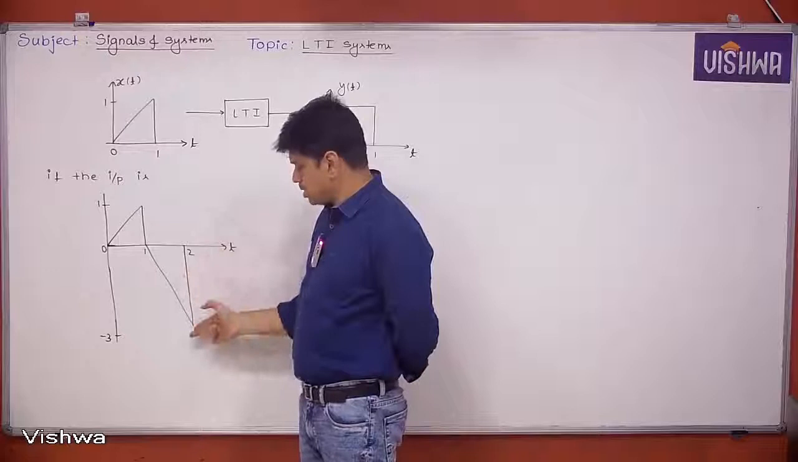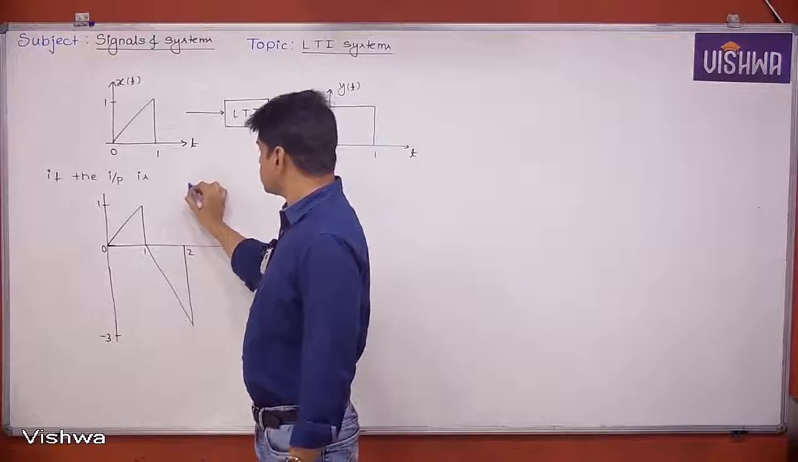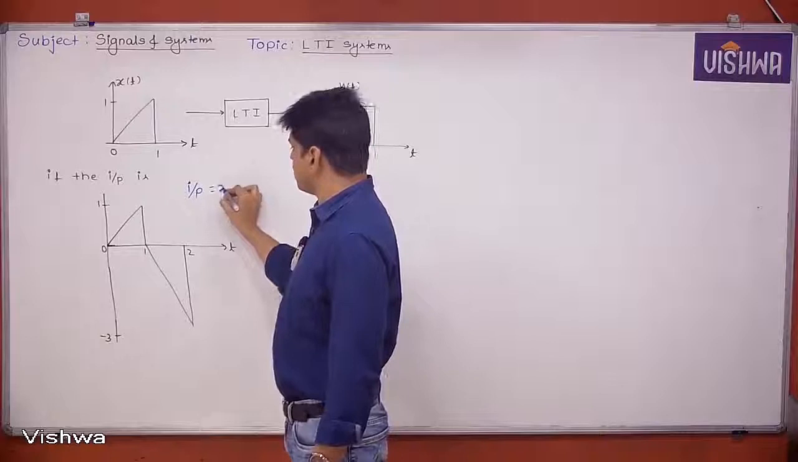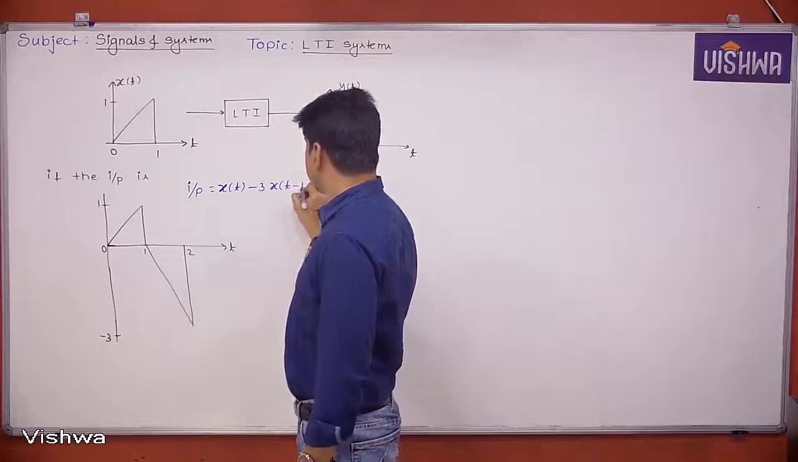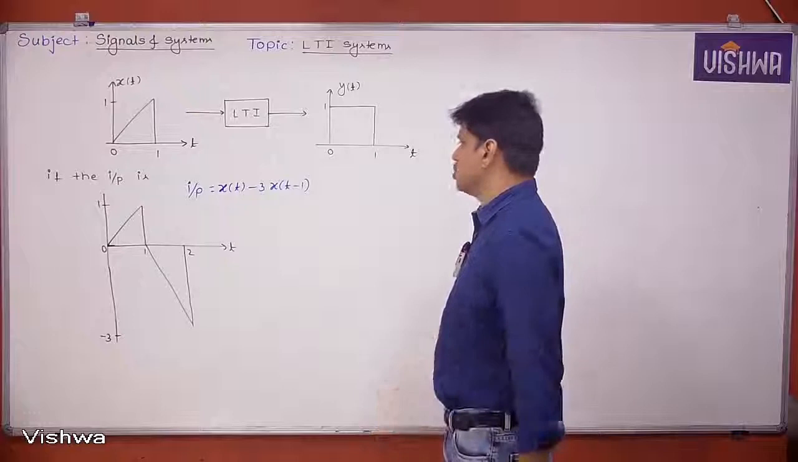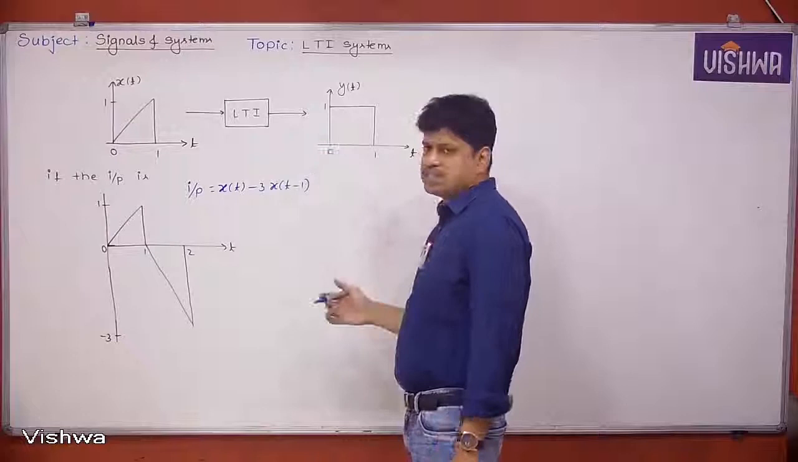So in simple terms, I can write the given input as x of t equals x of t minus 3x of t minus 1. So this is the input. We know that for an LTI system, if the input is in this form, what kind of output are we going to get?